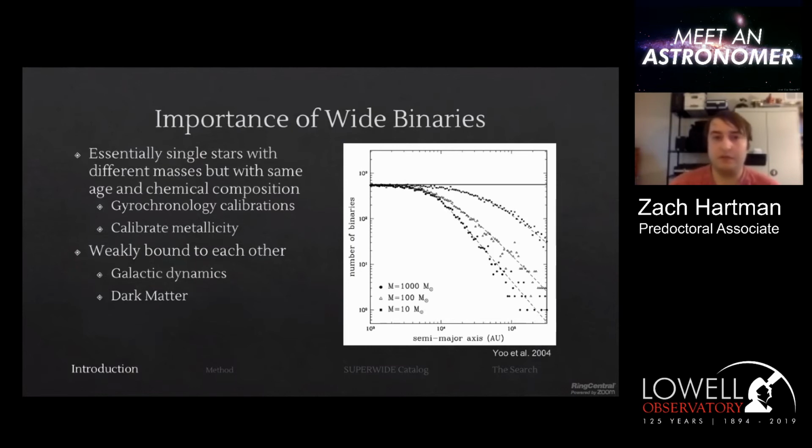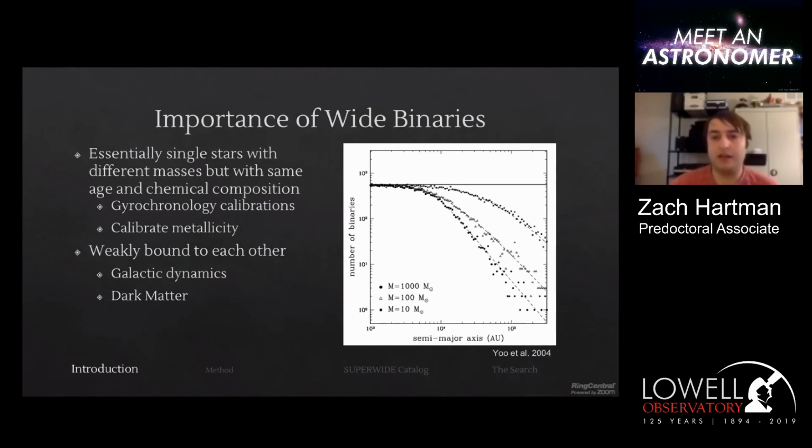But another area that this plays into is dark matter. One of the ideas of what makes up dark matter is the idea of MACHOs, so massive compact halo objects. And the idea is if these existed and they had different masses, they should change what the separation distribution of these wide binaries looks like.